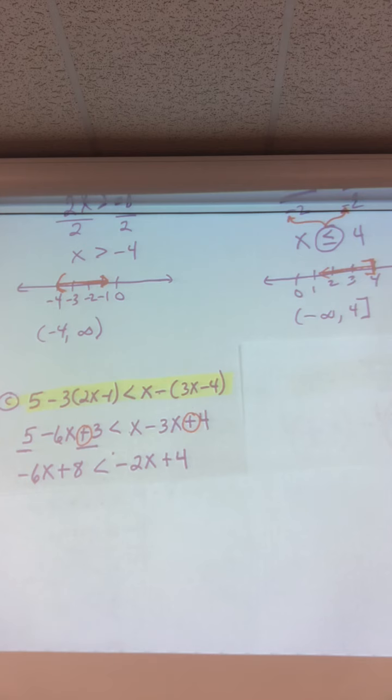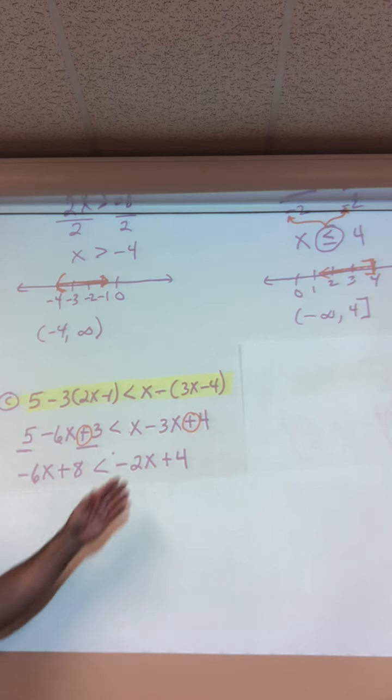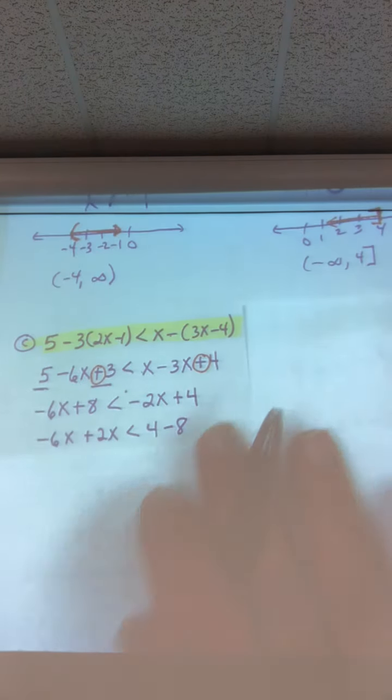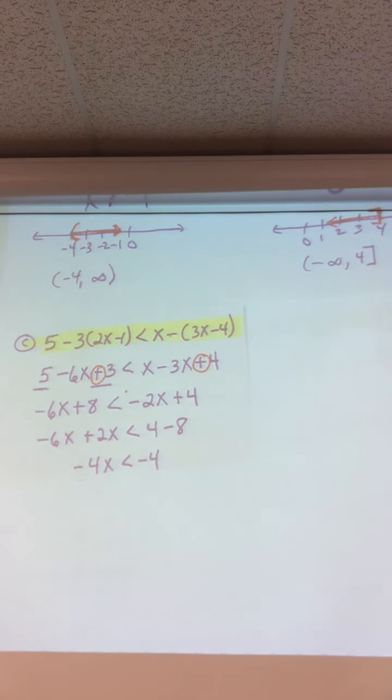Now you're back to that same 2-step process again, where you're getting the x's on one side, getting the numbers on the other. So I'm going to subtract 8 from both sides and add 2x to both sides. If you do it in one step, this is what it looks like. So we're down to negative 4x less than negative 4.